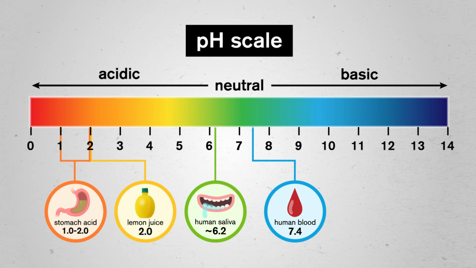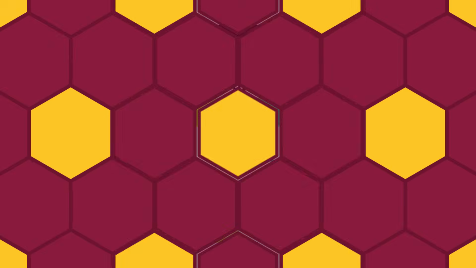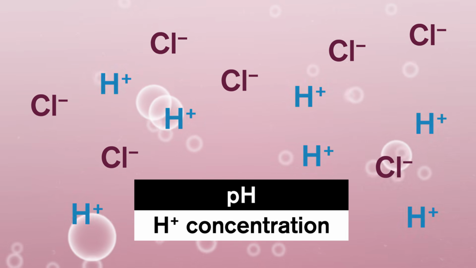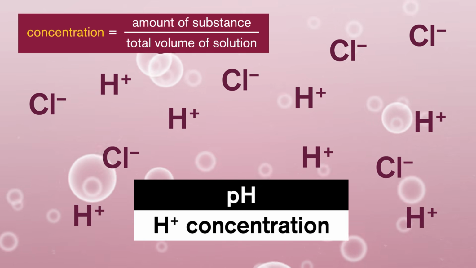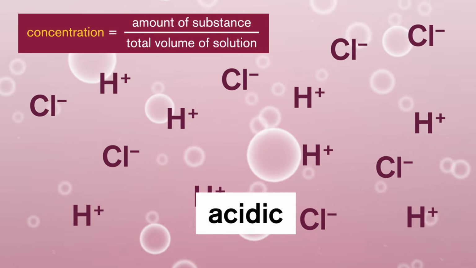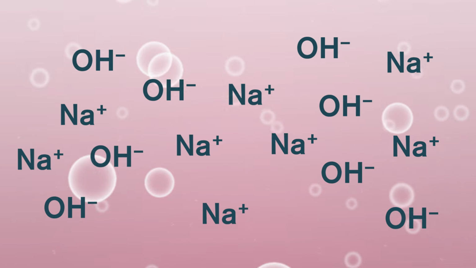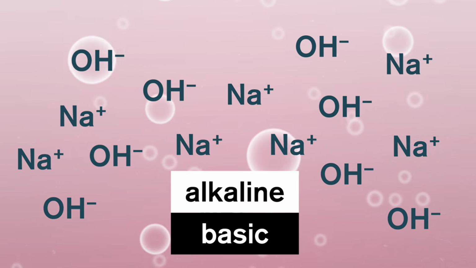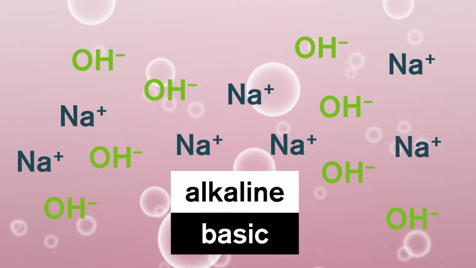The pH numbers themselves aren't randomly assigned either. pH is the amount of hydrogen cations, or H+, in a substance. We'd call this amount its H+ concentration. If something has a high concentration of H+ ions, that means it's acidic. If it has a low concentration, it's alkaline or basic. Bases tend to have a higher concentration of OH- ions instead.